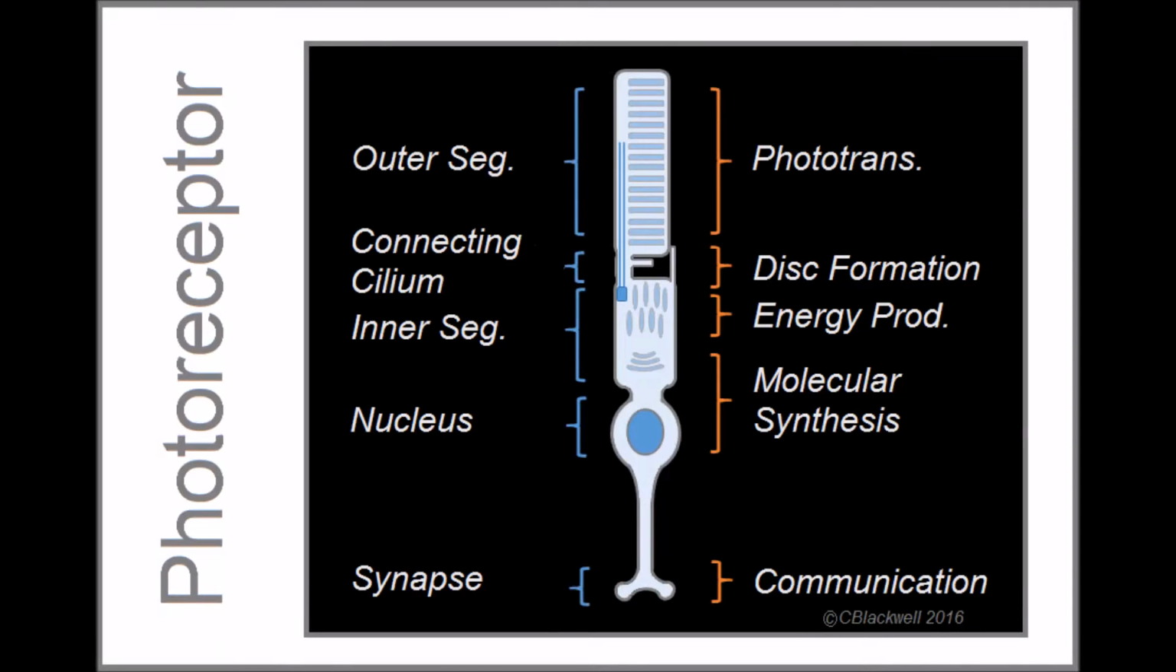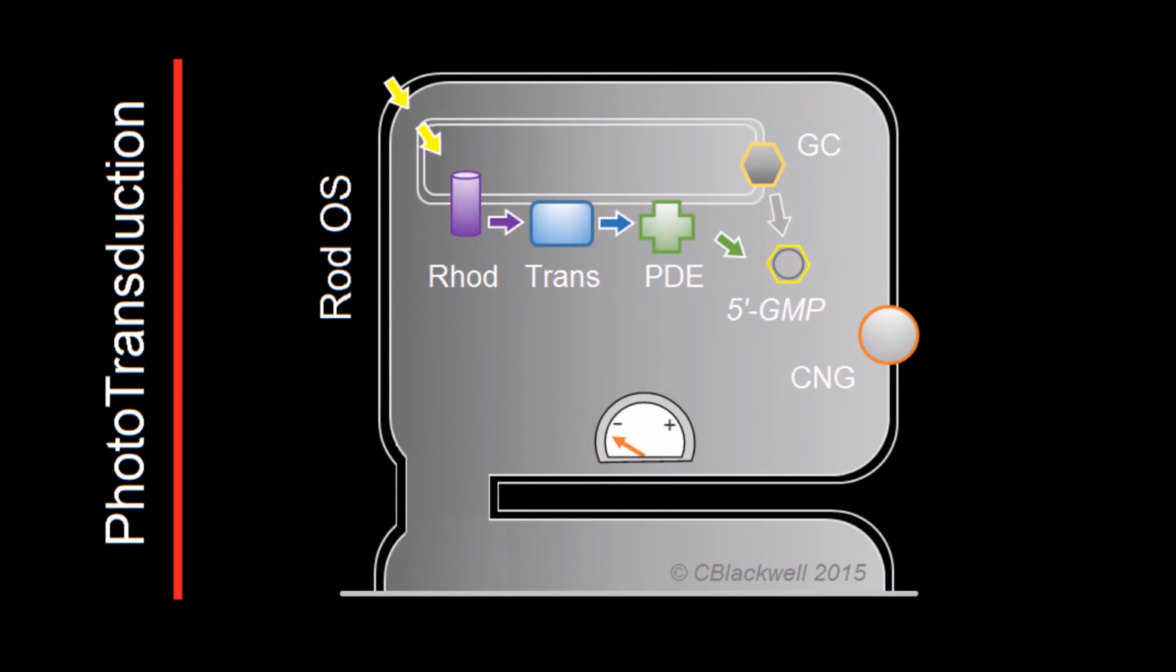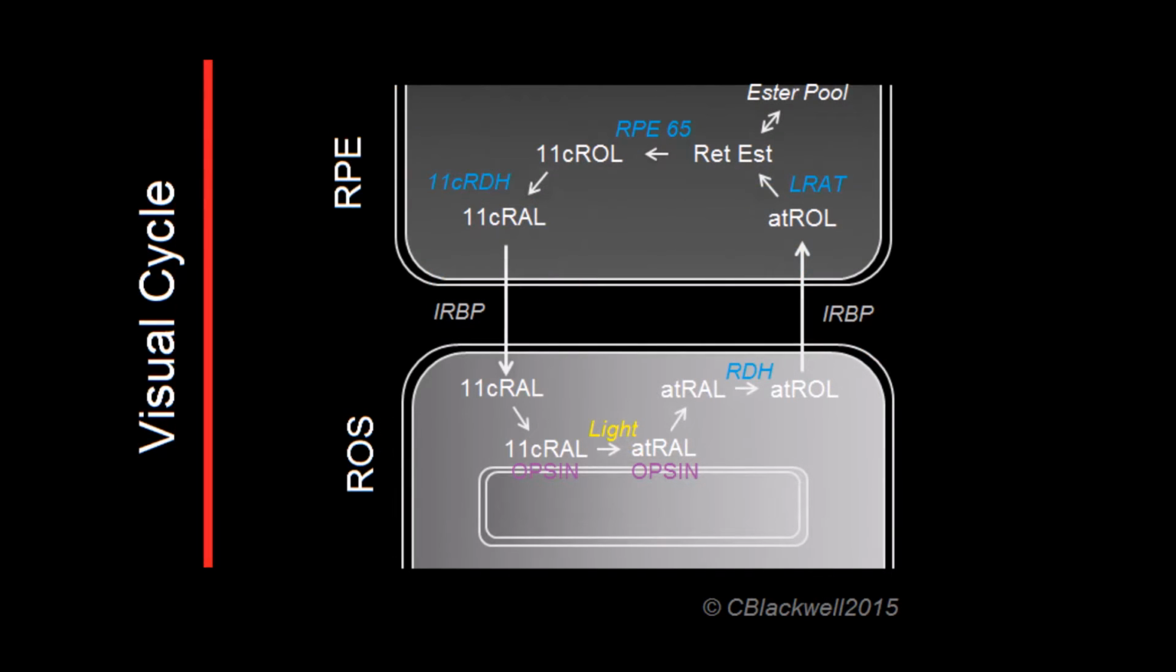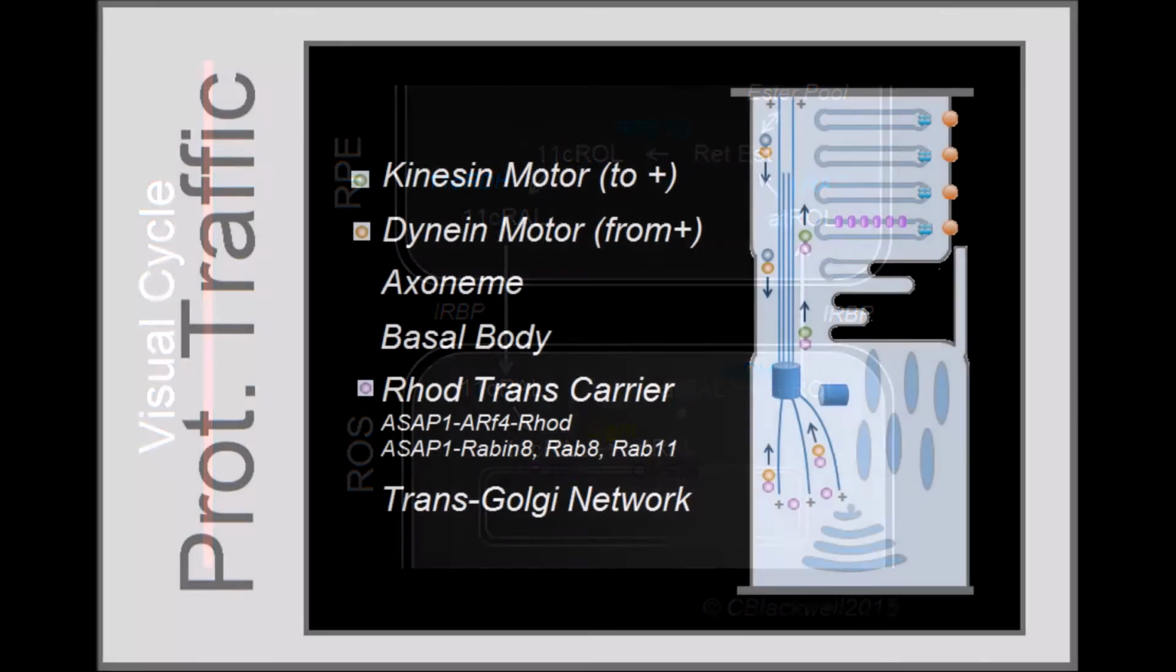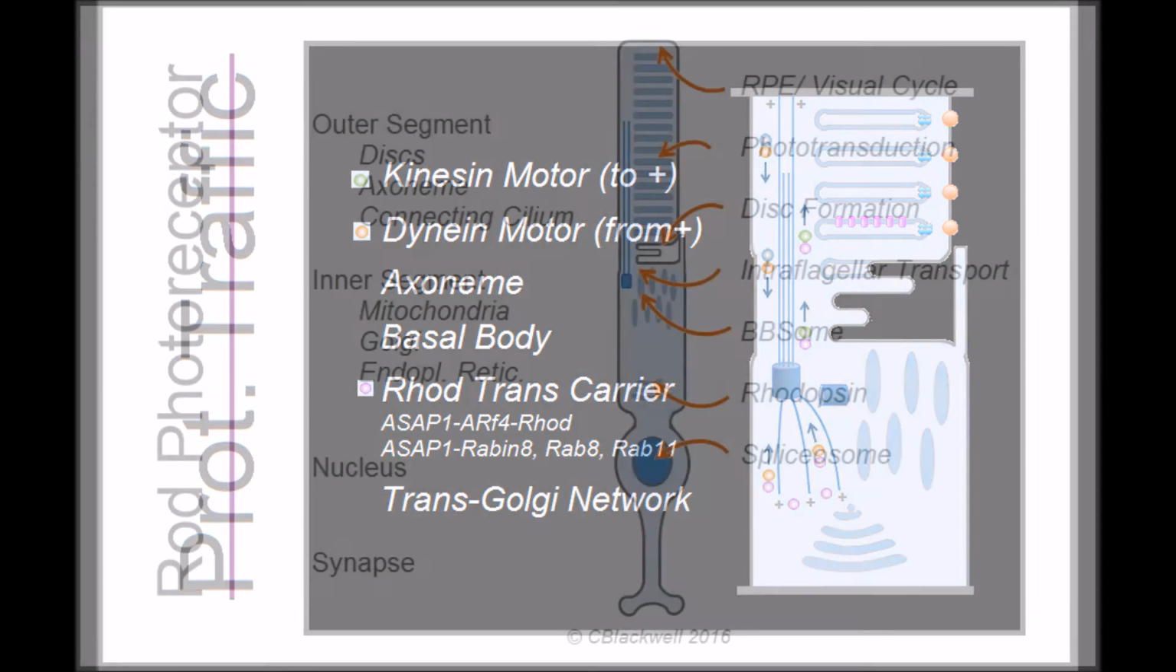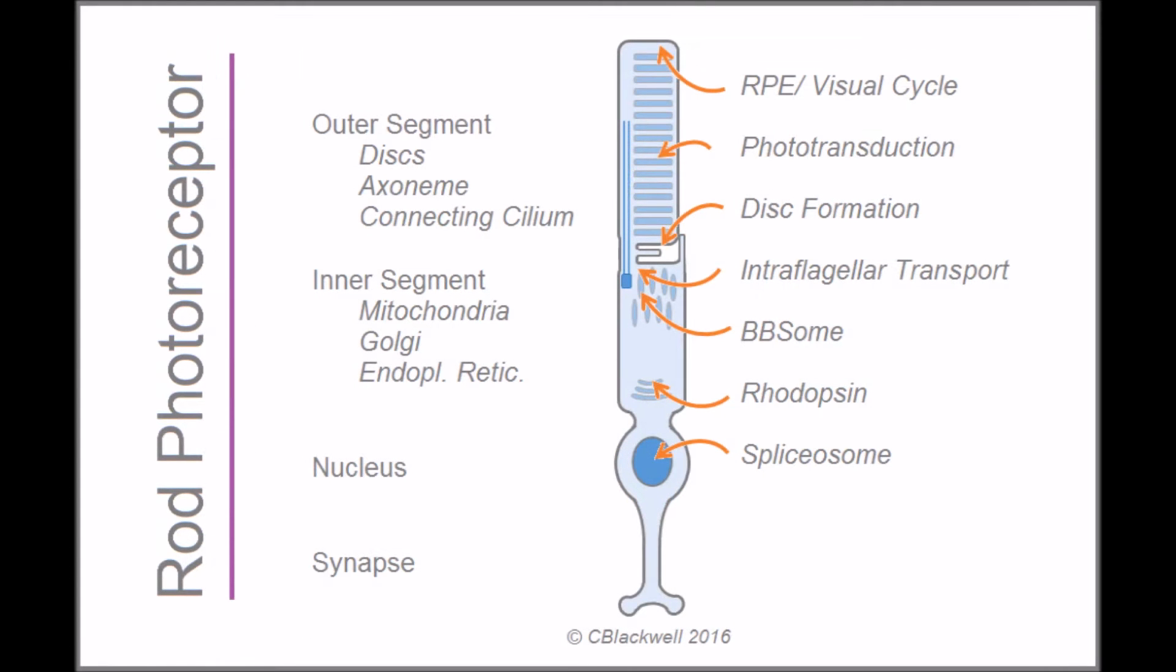In recent videos, we have explored the complicated structure and internal workings of the photoreceptor. For example, phototransduction, the visual cycle, and protein trafficking. The list of causes of RP is as long as the list of processes needed to keep the rod cell functioning.